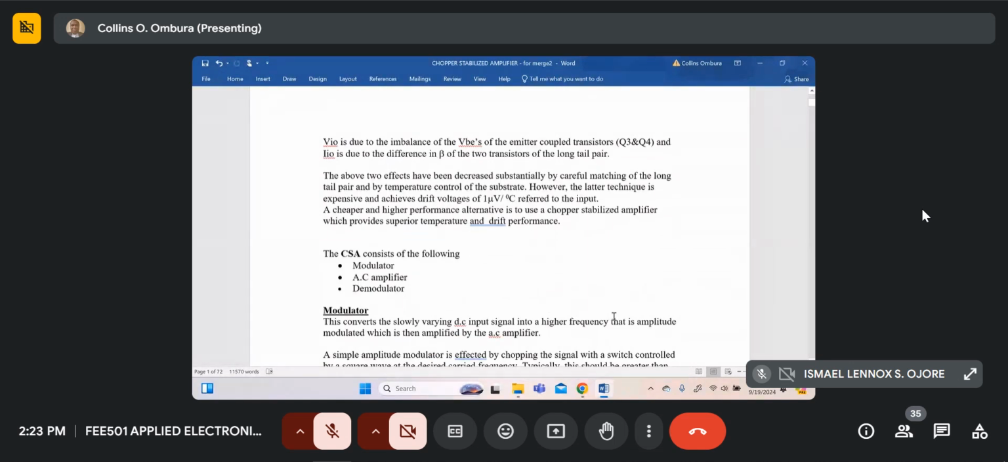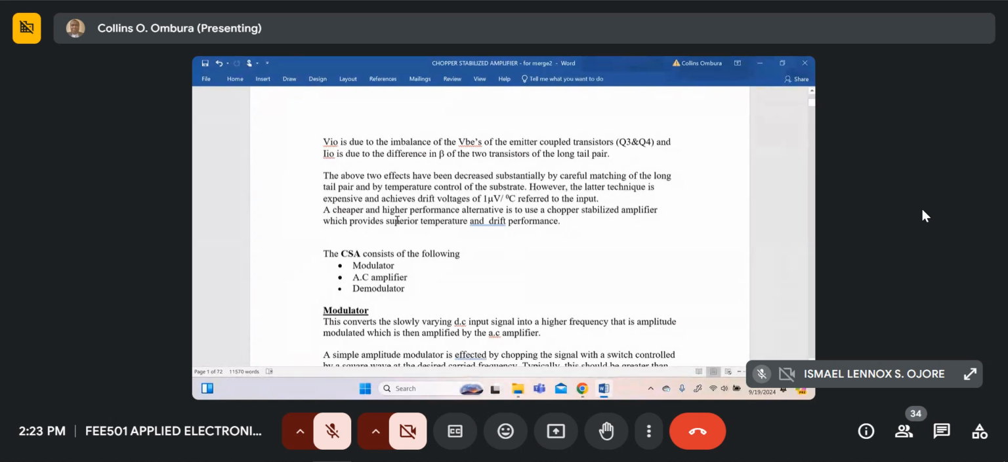And then when you find in the last class what VIO is due to the imbalance of VBEs, and IIO is due to the difference in the betas of the two transistors. And then we said that one way would be to put your amplifier in a controlled bath, but this technique is expensive, even though it achieves drift voltages at the output of order 1 microvolt per degree centigrade when referred to the input.